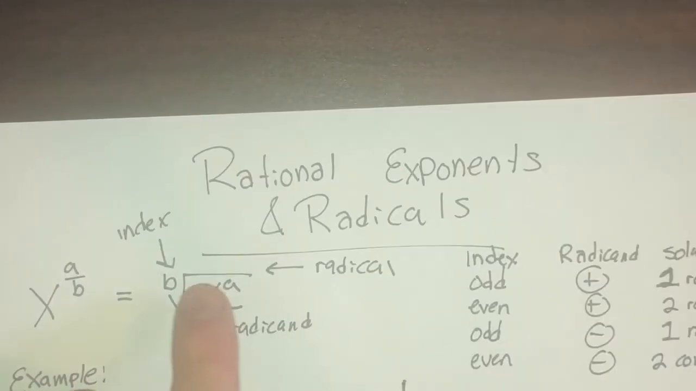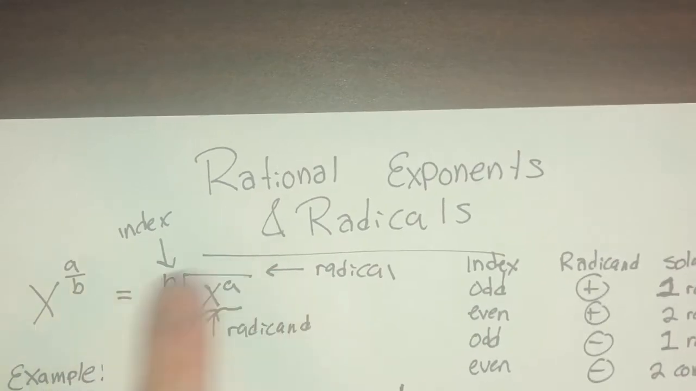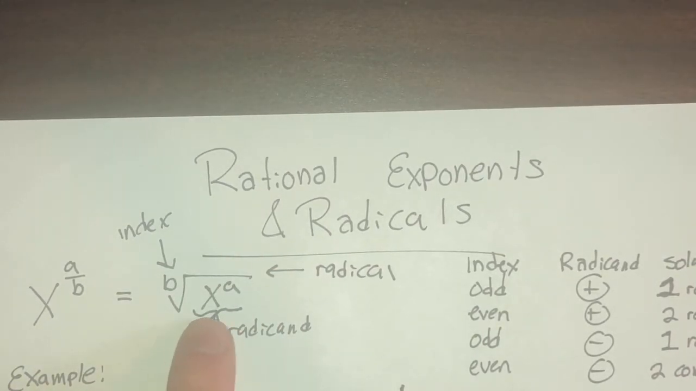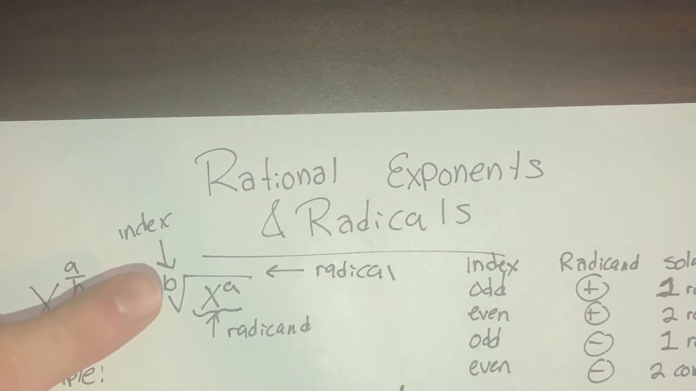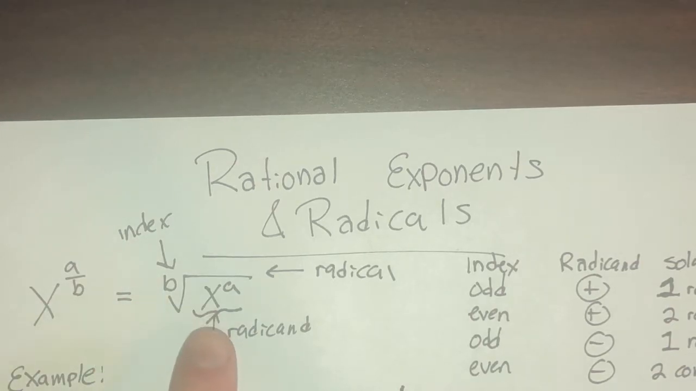Now, remember, we call the root itself the radical. We call what the root is being done to, the thing in the root, the radicand. And we call the number that represents what root it is, the index. Okay, so the index is b. X to the a is the radicand, because that's what's being rooted, okay?